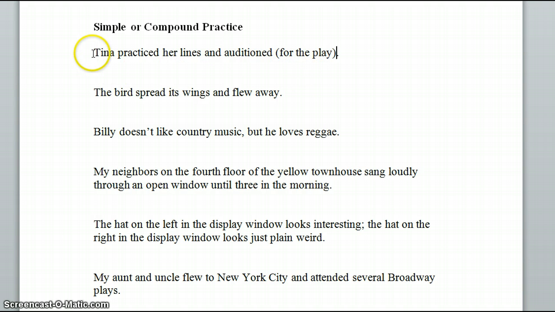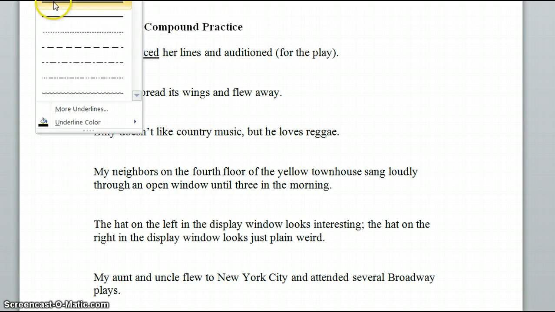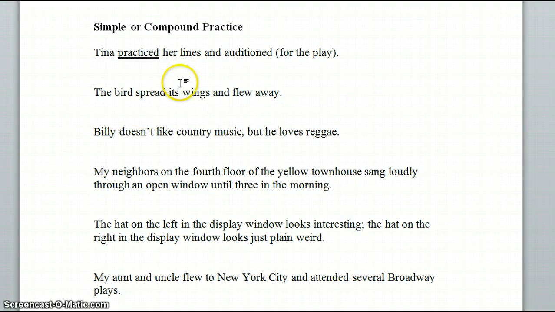Let's go back up to the front and we're looking for, yes, here's your first verb, practiced. We are going to mark it as a verb and then keep going. Practiced her lines and auditioned. Here's another verb. So we will mark this, underline it twice as a verb. First step, we found the prep phrase. Second step, we looked at the verbs. And now the third step is to locate the subjects.